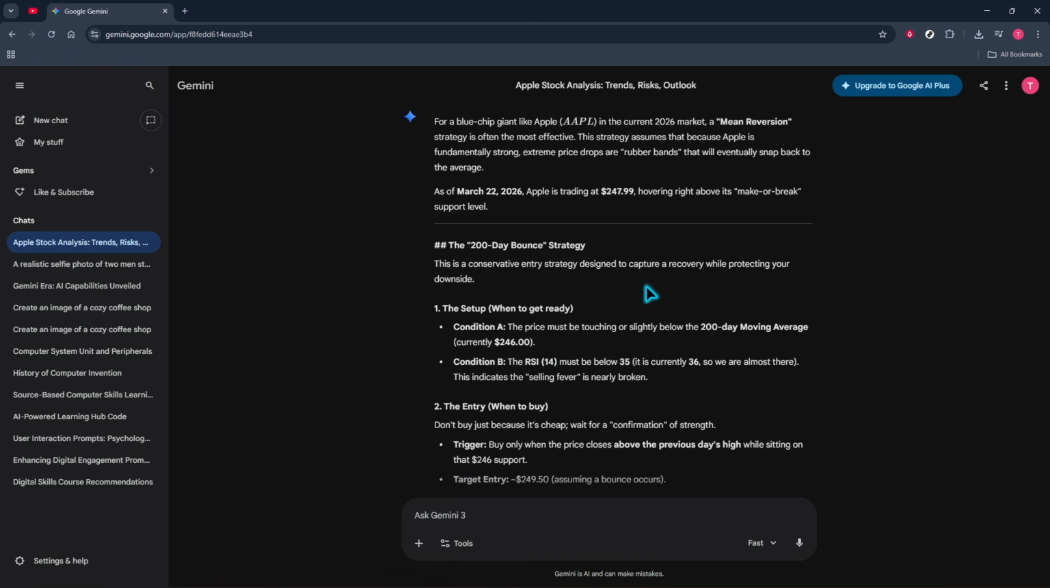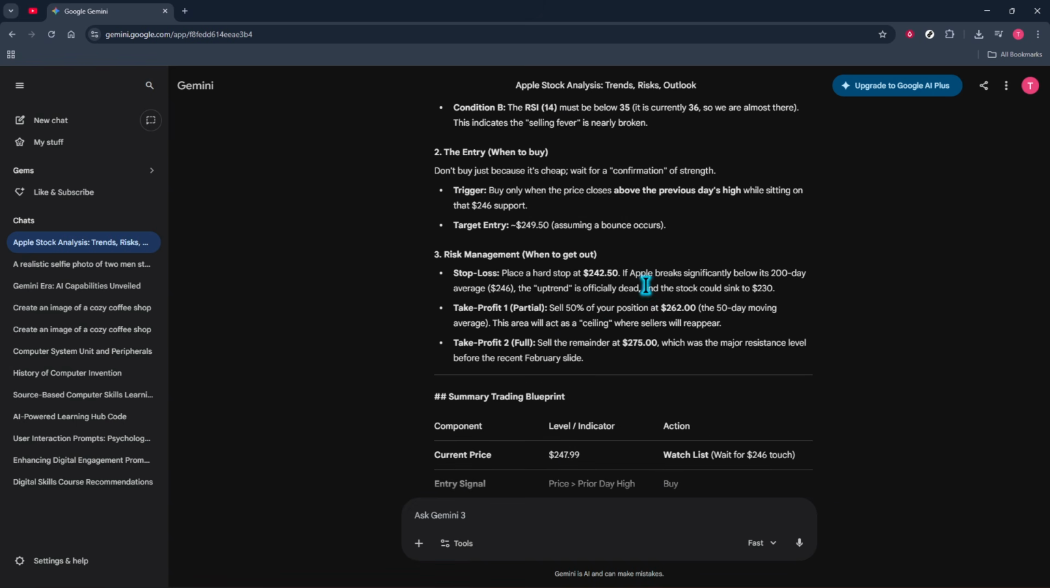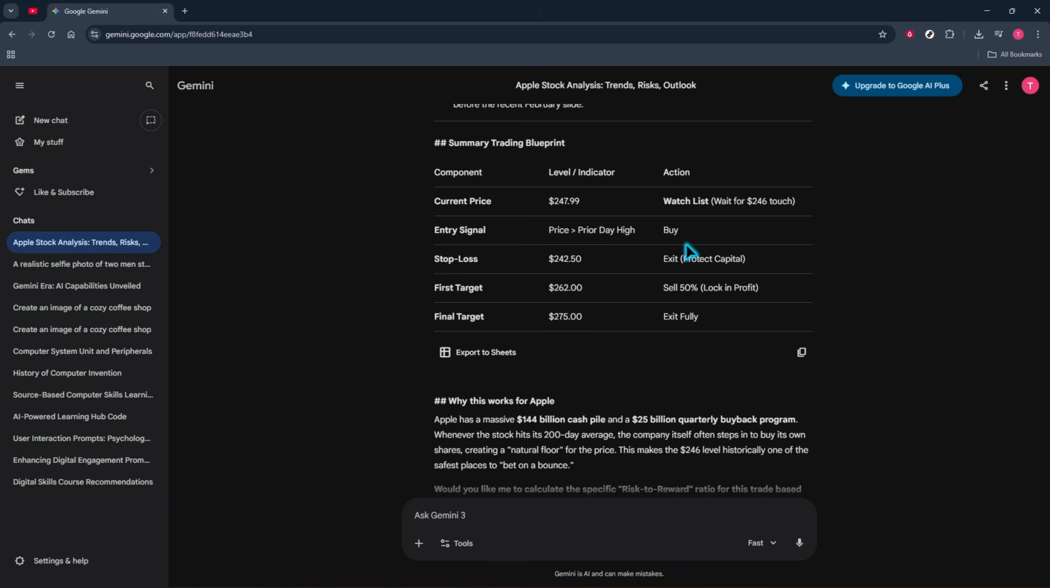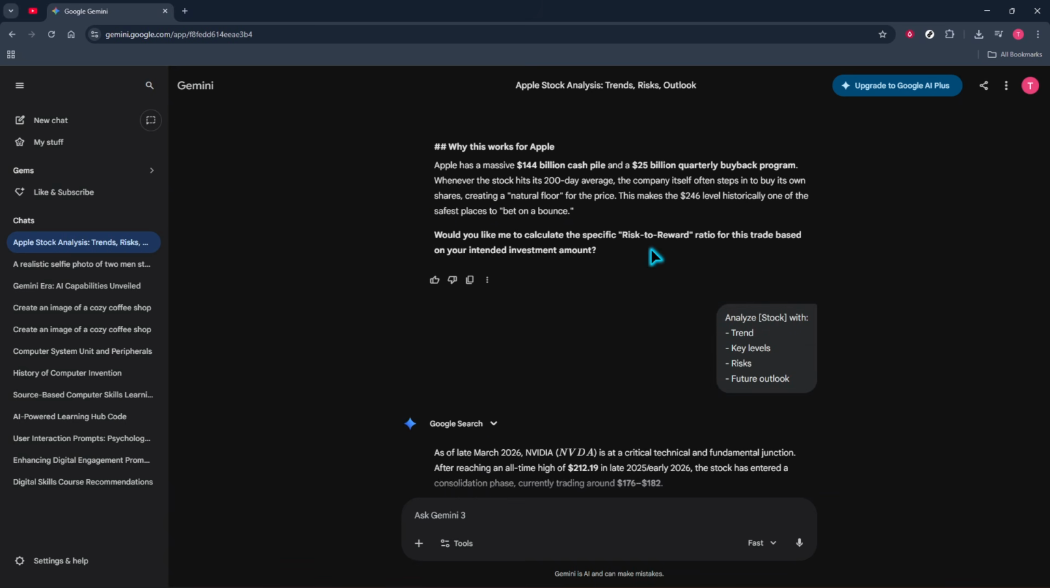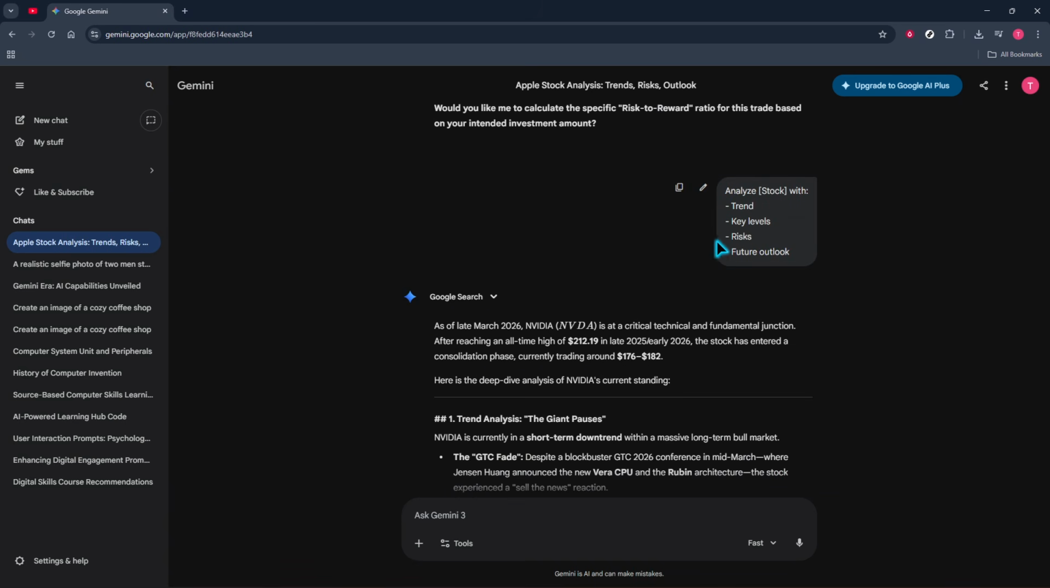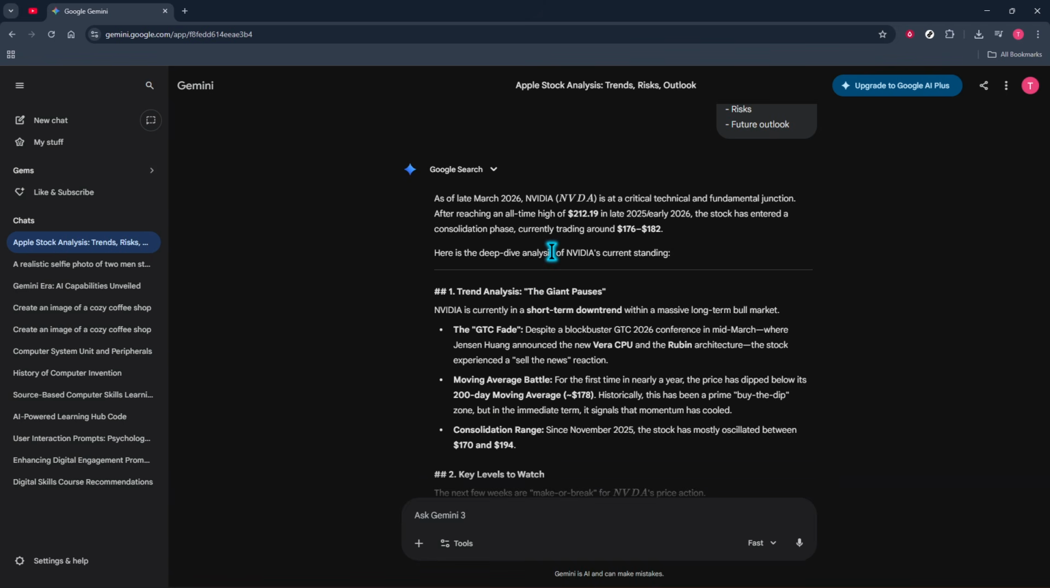When deciding between options, try, compare Apple versus Microsoft stock performance. Ask Gemini to include performance, valuation, and risk factors to see strengths and trade-offs side by side. A reliable prompt format is, analyze stock with trend, key levels, risks, and future outlook.